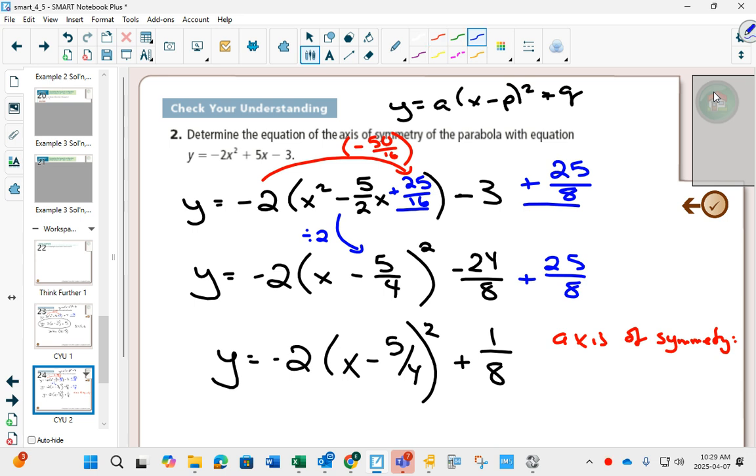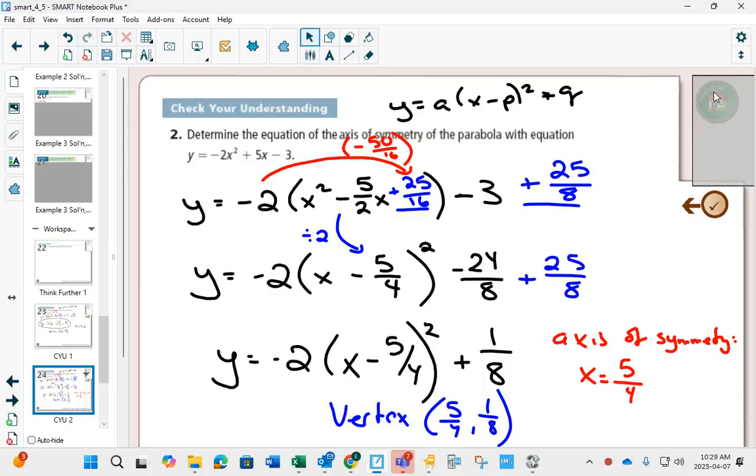From here I know my vertex. My vertex is 5 over 4, comma 1 over 8. So my axis of symmetry will be x equals 5 over 4. So your axis of symmetry always goes through the x-coordinate of your vertex when you deal with fractions. But again, you have to start to remember, you've learned your fraction rules since grade 7 and grade 8. They take a little bit longer, but the rules themselves aren't that bad.